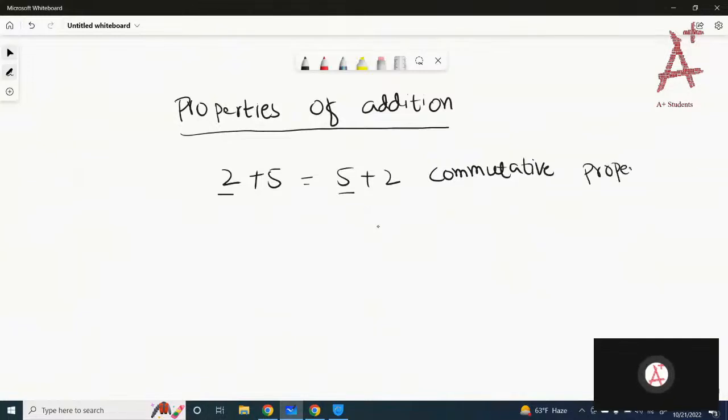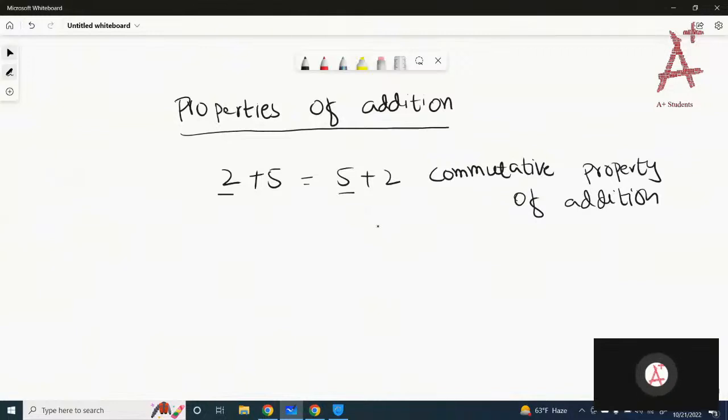That means it doesn't matter in what order you write the numbers. Either you write 2 plus 5 or 5 plus 2. In both cases the answer must be the same, and it would be 7. So whenever two digits are involved, it's a commutative property. Got it?